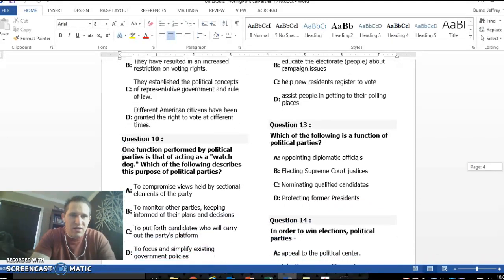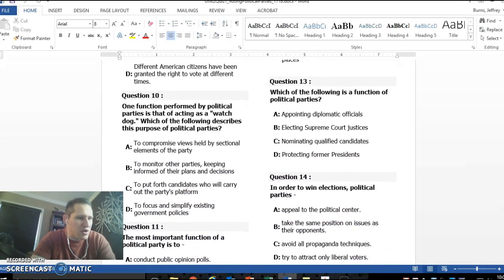Question 10. Most classes did well in this. There's one class that struggled, so we're going to go over number 10. Watchdog. Straight vocab question. B. Monitor other parties, keeping informed of their plans and decisions. That's part of the job. That's one of the functions of political parties.